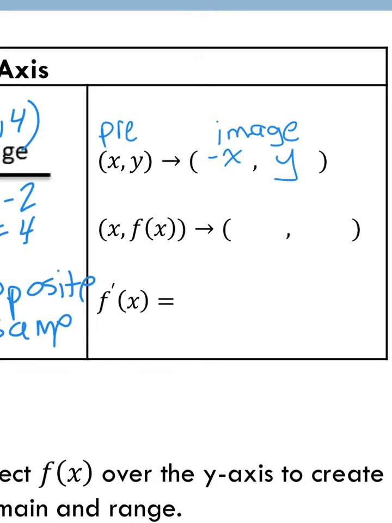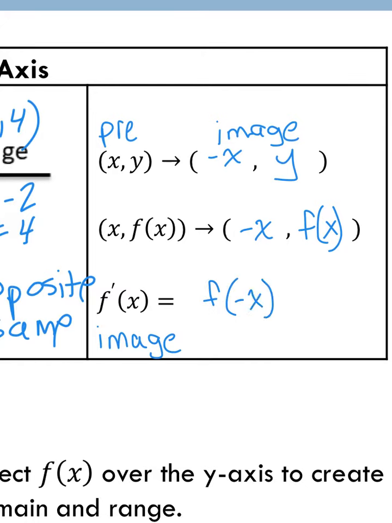Another way that this could be written is our x going in, and remember y is just f of x, that's just our function notation. So we could write that as our -x here, and the y stays the same, f of x. And finally, if we look at what this is in function notation, we have f prime of x. F prime of x, that is our image, so that's post-transformation. So our image is going to equal our pre-image with x being opposite.